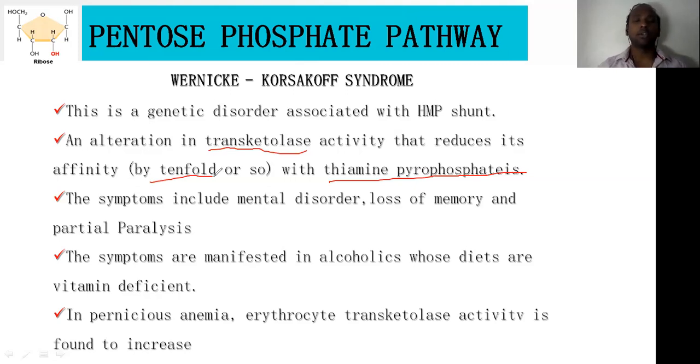The best example you can see here is that transketolase activity, which is measured in RBC, can be very low in the condition of pernicious anemia, where vitamin B12 plays the major role. Clear? So these are the two different disorders associated with the pentose phosphate pathway. Is it clear, friends?